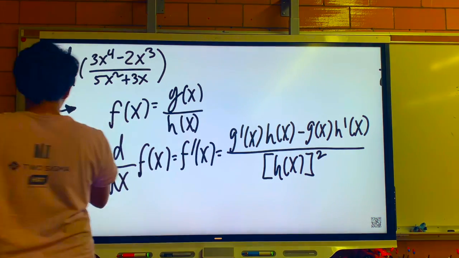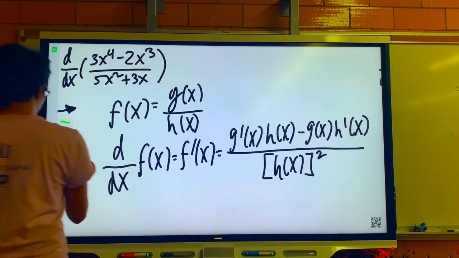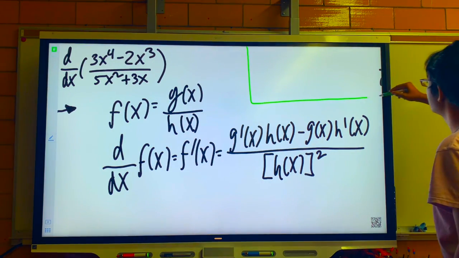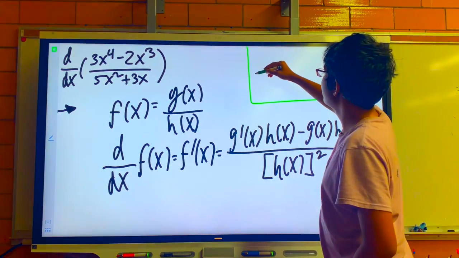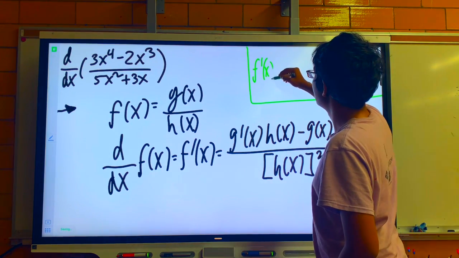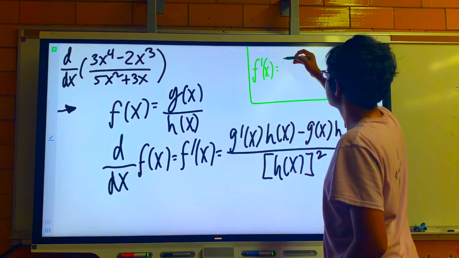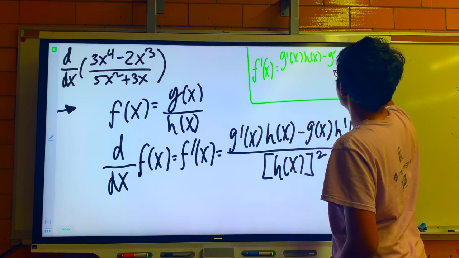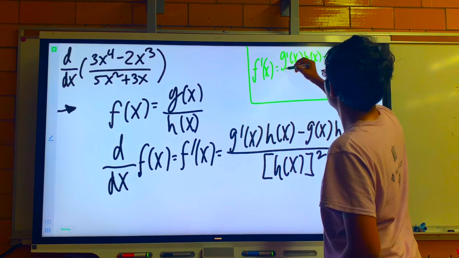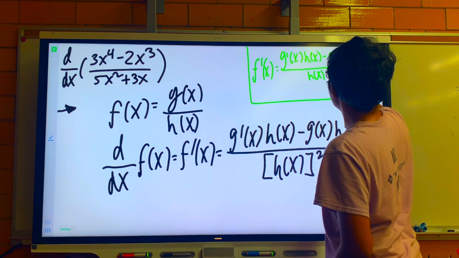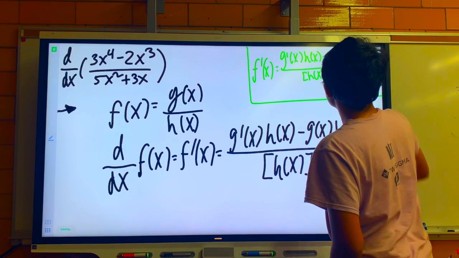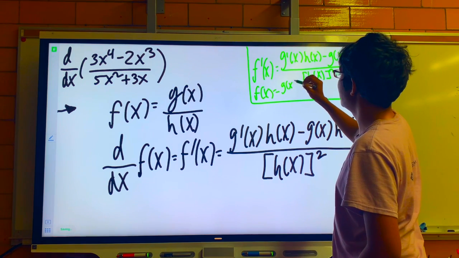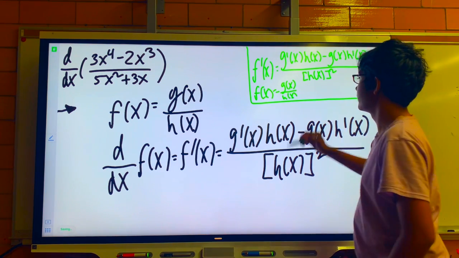I'm going to keep this in the background so that we can refer to it later on. But for now, let's keep on going and try to evaluate this derivative right here. But before we do that, let me quickly write the quotient rule right here. G prime of x, h of x minus g of x times h prime of x all over h of x squared. Right? Where f of x is defined as the quotient of g of x and h of x.